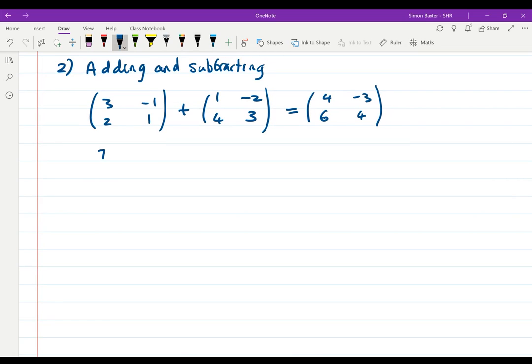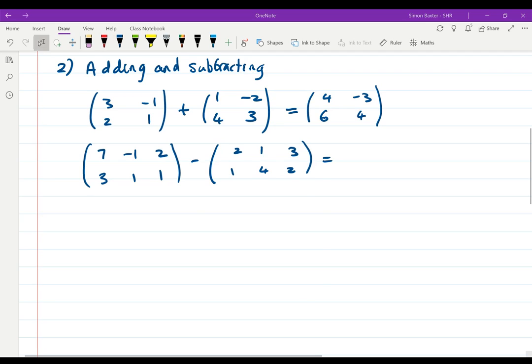If we take 7 minus 1, 2, 3, 1, 1, and we subtract 2, 1, 3, 1, 4, 2, exactly the same idea. Take the corresponding numbers, and that means we take the 7, take away 2, minus 1, take away 1, etc. 7 minus 2 is 5, minus 1, take away 1 is minus 2, 2 minus 3 is minus 1, 3 minus 1, bottom row now, is 2, 1 minus 4 is minus 3, and 1 minus 2 is minus 1.